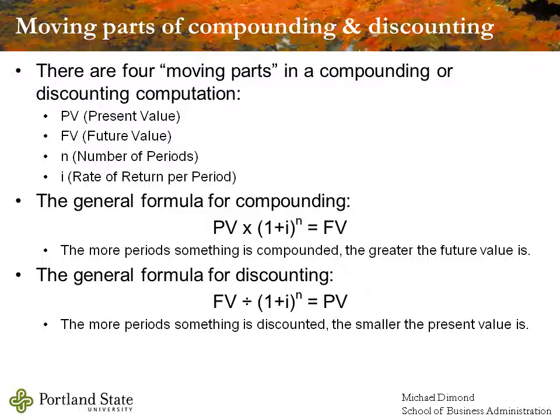N and I are always kind of synchronized. If N is an annual number, I will also be an annual number. If we have 10% annual interest and we're talking about annual periods, that's fine. If we're talking about monthly periods and an annual interest rate, we're going to have to make some adjustments so that we come up with what the monthly interest rate would be. We're going to cover that in a few minutes.